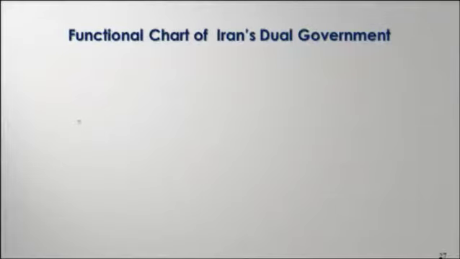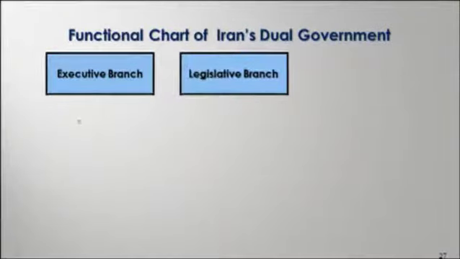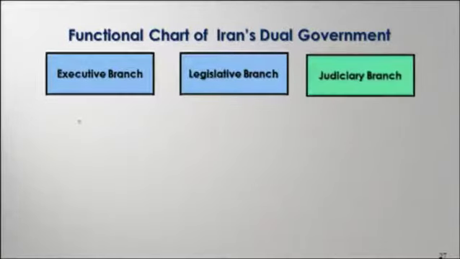So let me begin with the first chart, focusing on the religious institutions versus the civilian ones. I'll begin with the civilian ones. Iran really does have three branches of government. There is the executive branch, the legislative branch, and the judiciary branch. If you note, the color of the judiciary is different from the other two branches.